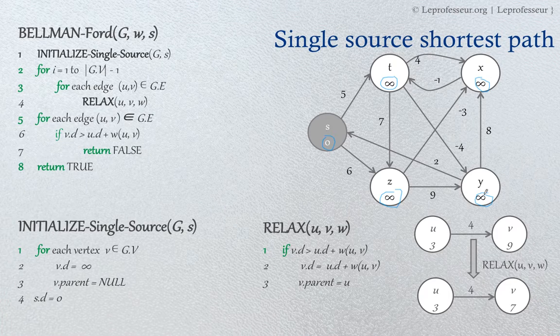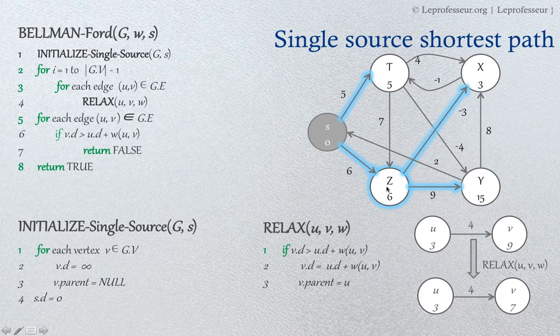After the initialization step, for each vertex starting from the source vertex, we implement lines 3 to 4. What it means simply is that we take the vertex s, we select it. Now there are edges from s to t and from s to z. So the distance from s to t is 5, and from s to z would be 6. Okay.